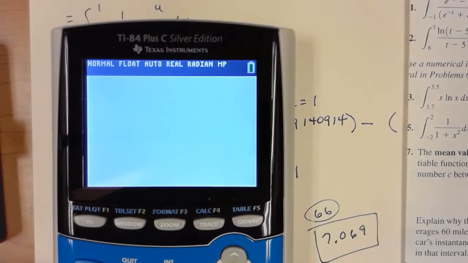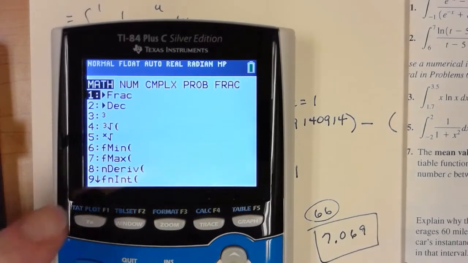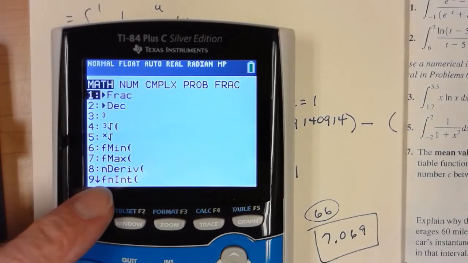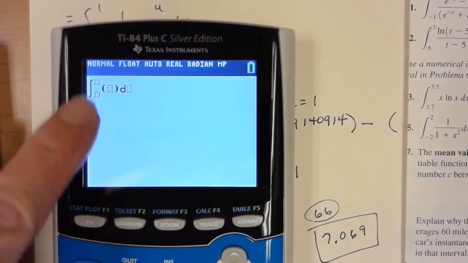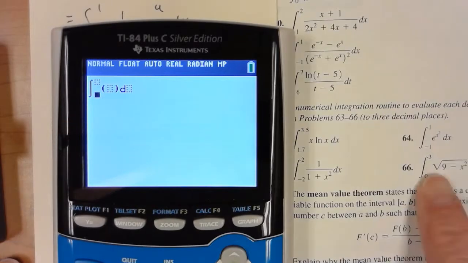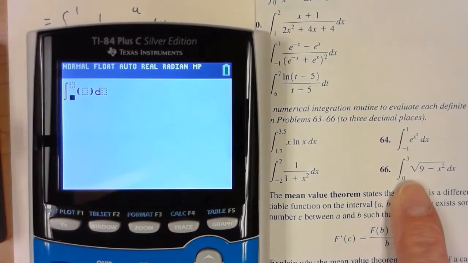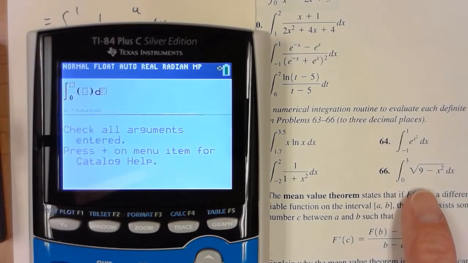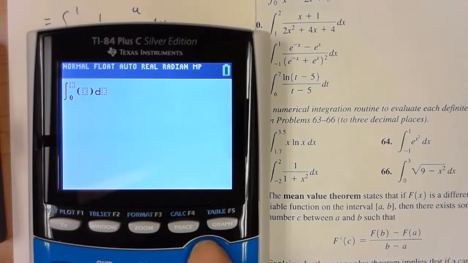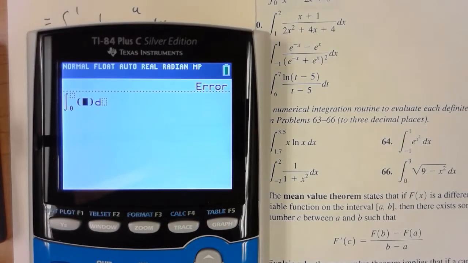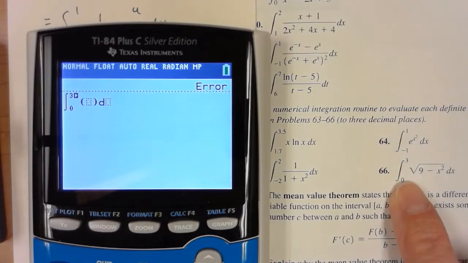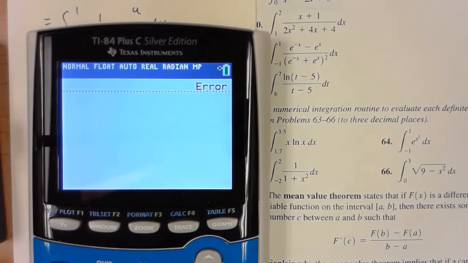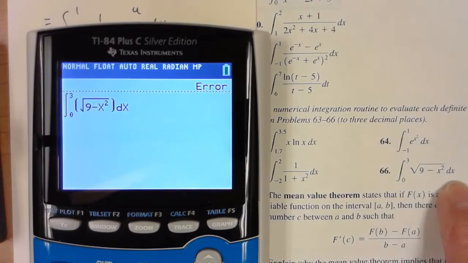So let me clear this off. I go to math. Do you see number 9? It's function integrate. And if you'll check this out, I just type it in exactly as I see it. So I need a 0 there. Whoopsie. I use arrows. Okay. 3 there. Shift square root 9 minus x squared. And I type in the x.